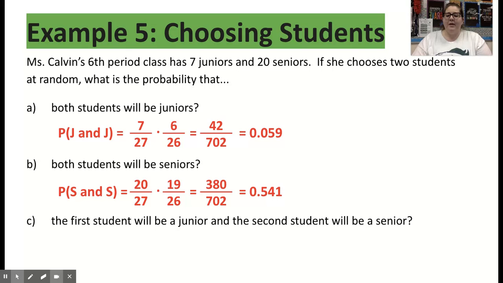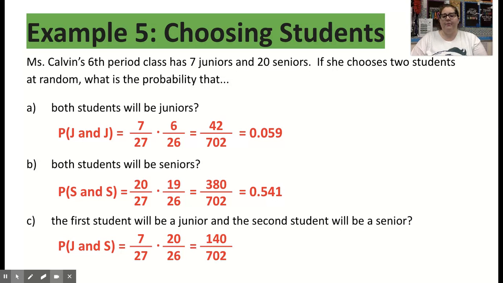Part C, probability that the first student's a junior and the second student's a senior. Well, the first time I pick a student, probability of getting a junior would be 7 out of 27. There's 7 juniors, 27 total. And the second pick, I want a senior this time, given that I've already picked a junior. Well, there's still going to be 20 seniors, but now there's only going to be 26 students total. Multiply the top, multiply the bottom, and there is my answer.